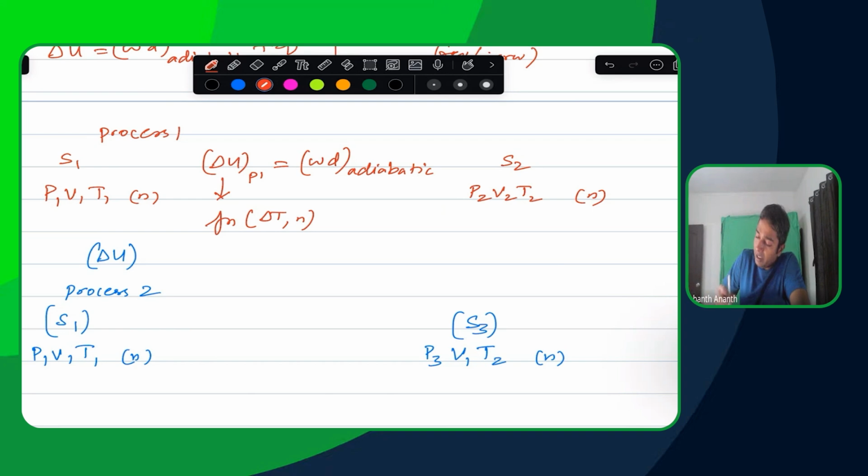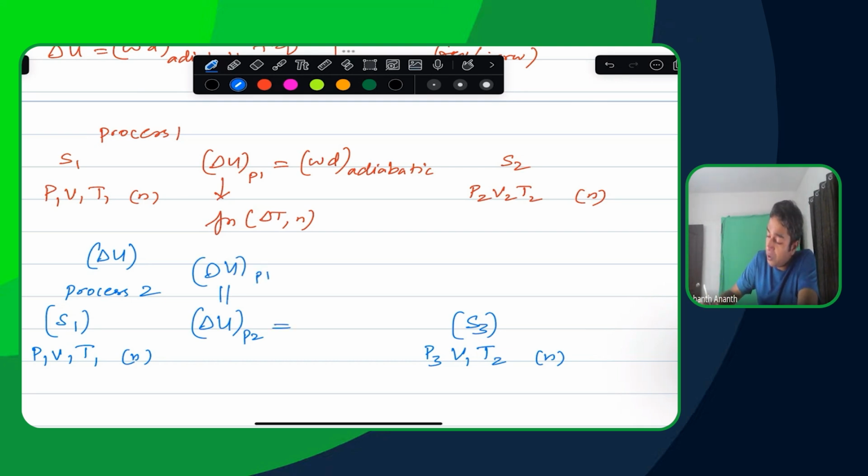Okay. Now let's look at the second process here. In this second process, I am going to have the same delta U. Delta U in process 2 is going to be the same as the delta U in process 1. Except in this second process, instead of work done adiabatic, this is going to be an isochoric process. So it will be heat change at constant volume.